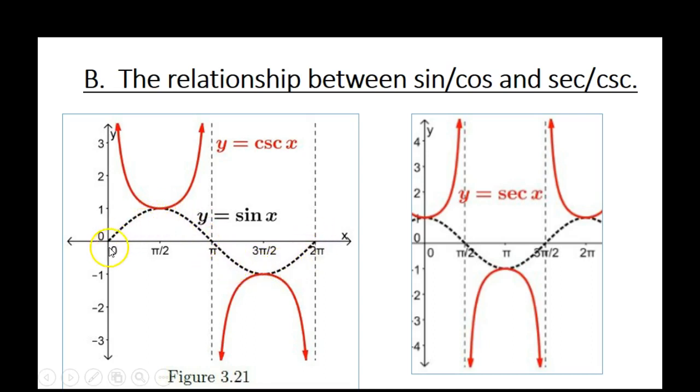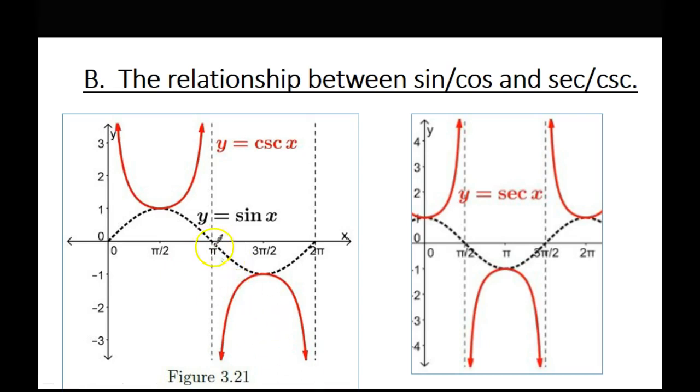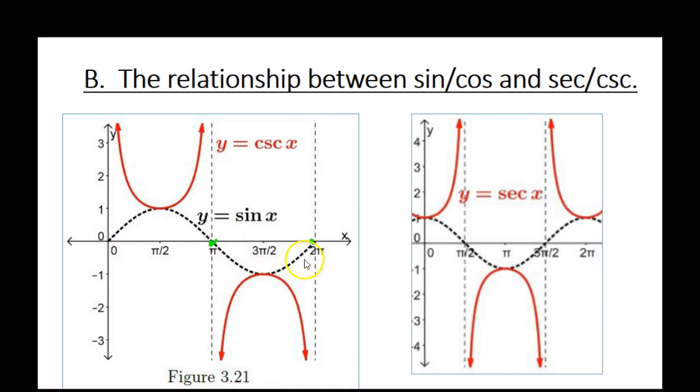Wait, when a function equals 0, it's a root? That's right. It's when it touches the x-axis, known as the roots. So look at these. You see these points here? This is a root of the sine wave. This is a root of the sine wave. Notice that that's where the cosecant function has its vertical asymptotes. Okay? So anywhere where sine has a root, cosecant has a vertical asymptote.